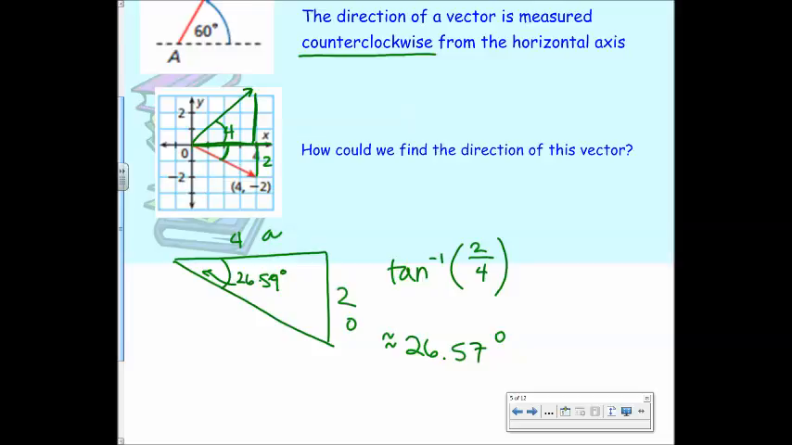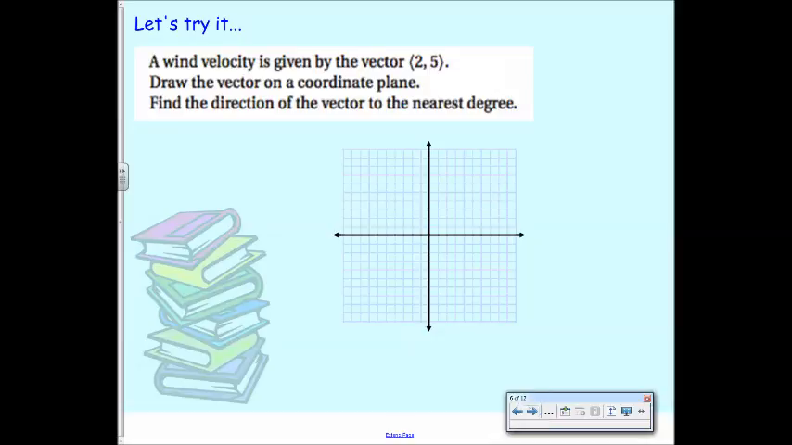Okay, so let's try this one. A wind velocity is given by vector 2, 5. So I want to draw that on the coordinate plane, and then I want to find the direction. So how would I draw that? Yeah, where is 2, 5? On the right side, and then up how many? 1, 2, 3, 4, 5. So here's my terminal point. Where do you think my initial point is? 0, 0. All right, so here's my initial point. Because you don't have one, so you assume that it's 0, 0.